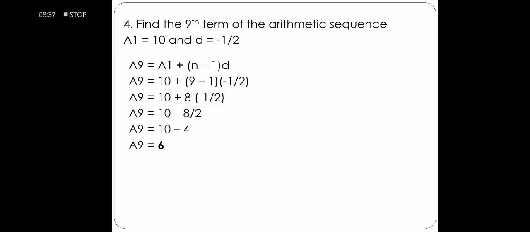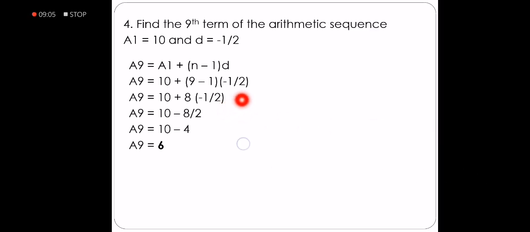In question number 4, we are asked to find the ninth term of the arithmetic sequence given a sub 1 equals 10 and d equals negative 1 half. It looks like the process we did in number 1, but this time there is a fraction. So don't be deceived, especially since it is only 1 half that is given. That doesn't mean that it is a hard item.